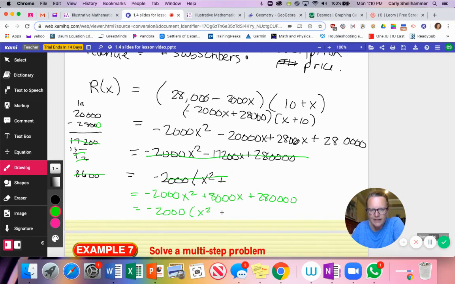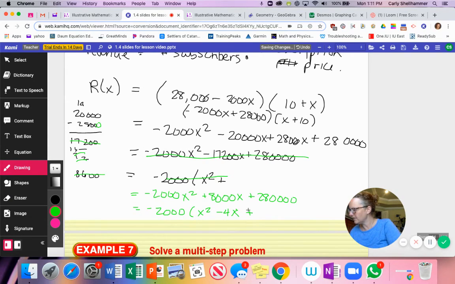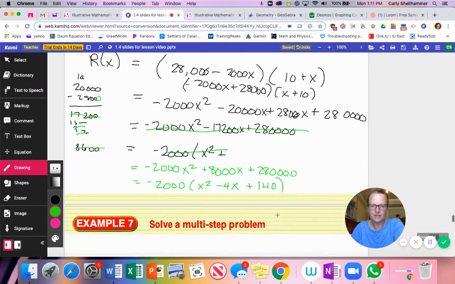Now, if I divide that, I get 4,000. Just going to double check. You can choose to giggle at me. It's just 4. See, I knew that was wrong. Don't worry, this is the last example. Negative 2,000 times the quantity x squared minus 4x minus 140. All right, so that's what we have to factor, which isn't that big of a deal.